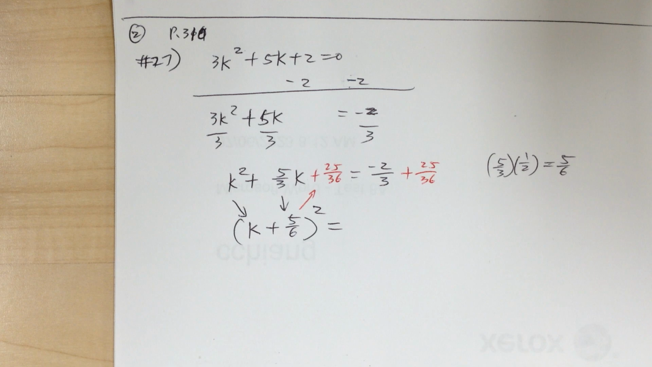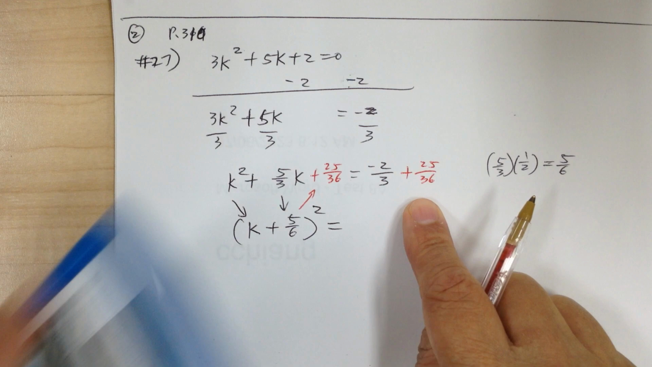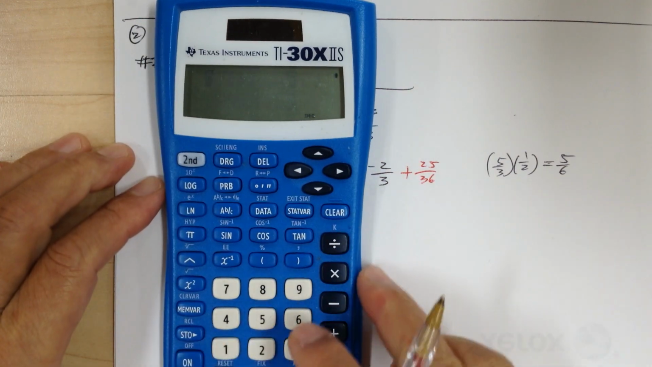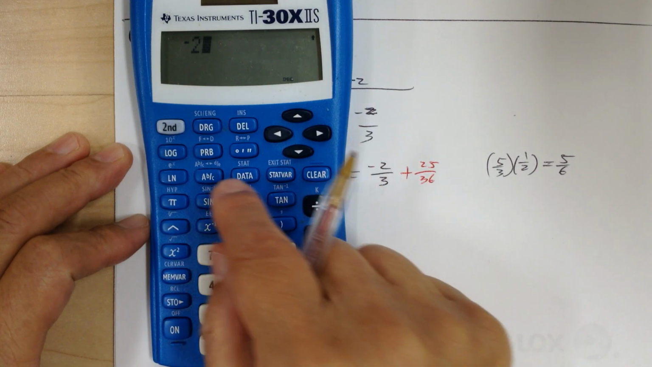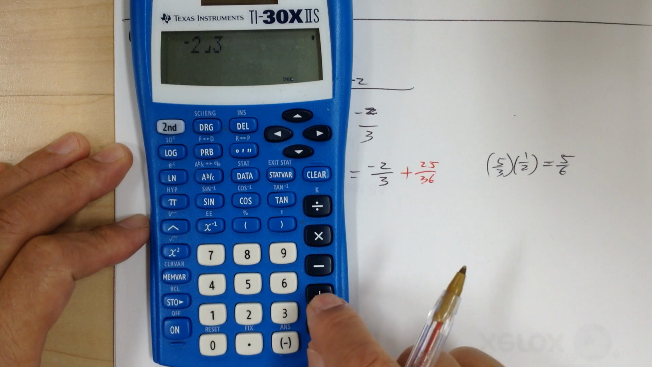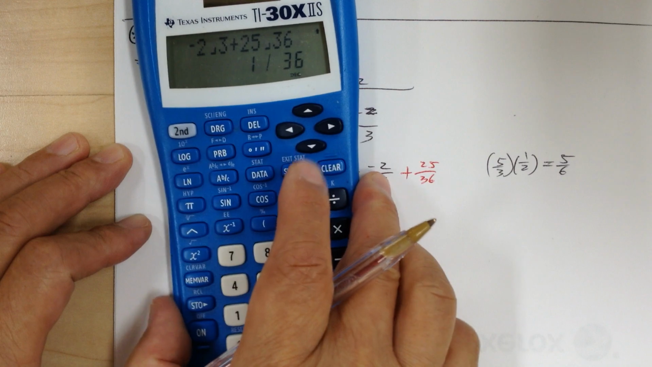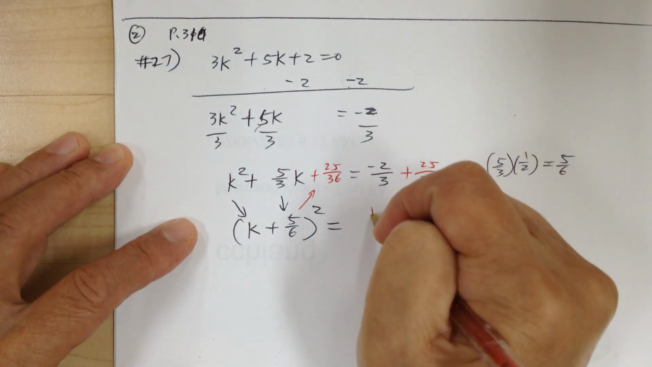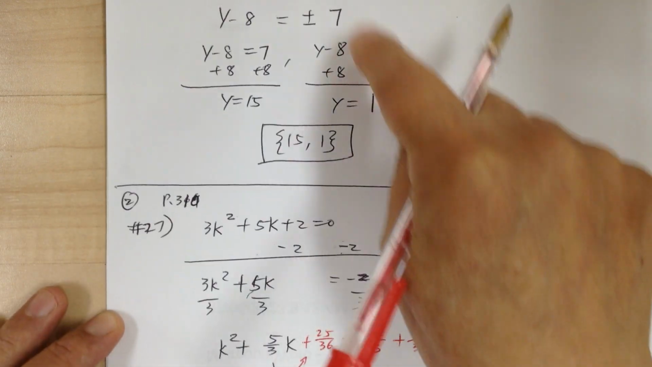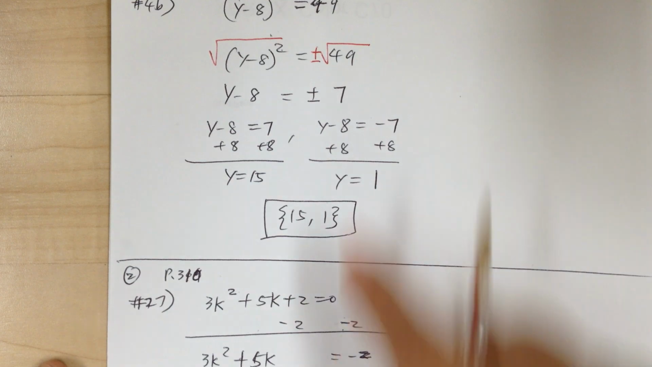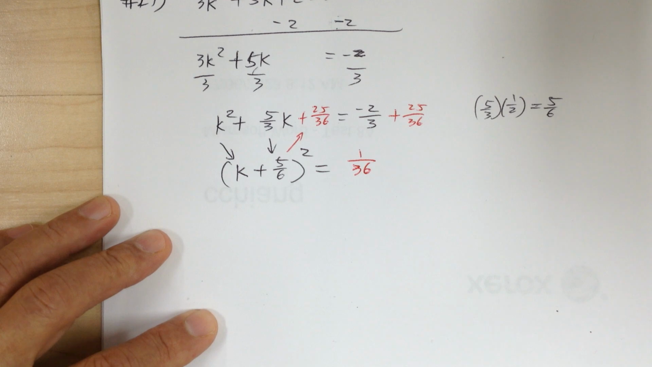Okay, so now you can go ahead and add this together. Again, you can use your calculator to work this part out. Okay, so you have negative 2 over 3 plus 25 over 36 equal, so it would be 1 over 36. So this will equal 1 over 36. Okay, so now this becomes like this kind of problem. Okay, they're the same thing. Just like this one over here. Once you complete the square, then you have to take the square root on both sides.